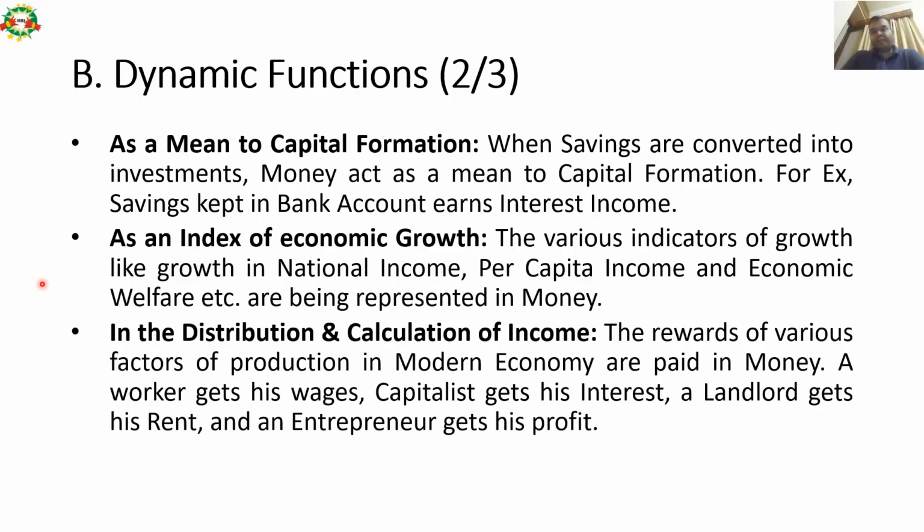Then in the distribution and calculation of income also, how does it work? The rewards of various factors of production in the modern economy are paid in money. A worker gets his wages, capital gets its interest, a landlord gets his rent, and the entrepreneur gets his profit. All these factors get their income from the production in the form of money.